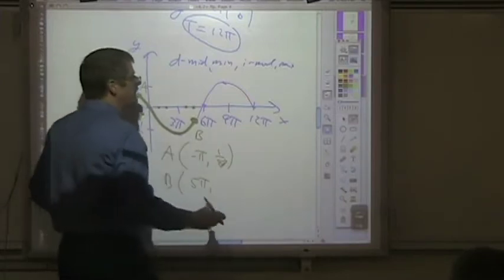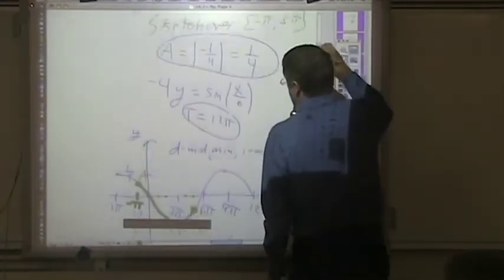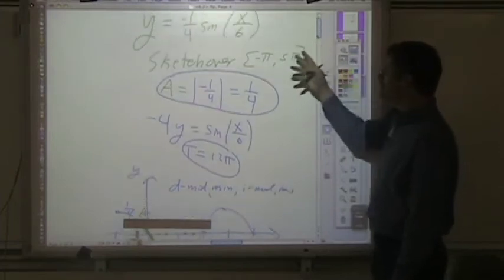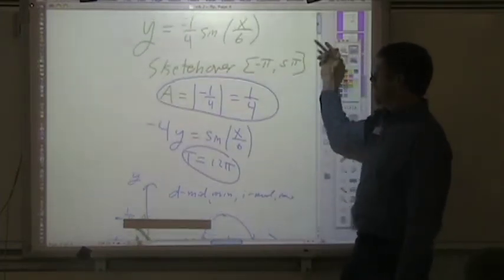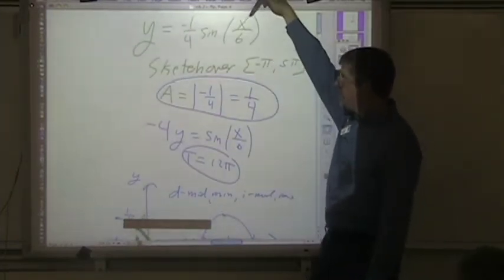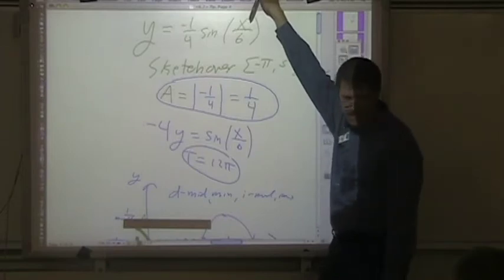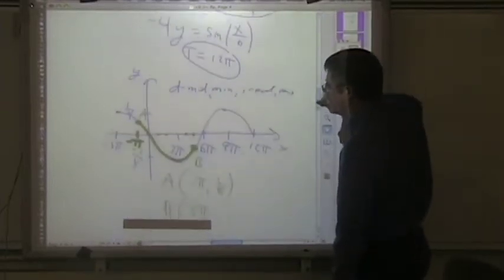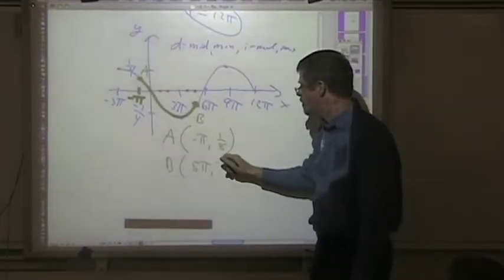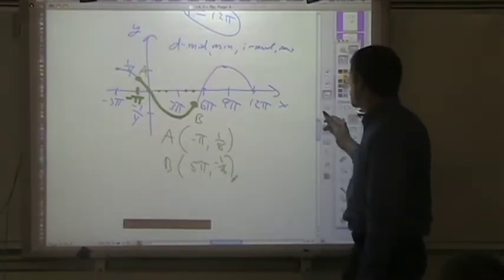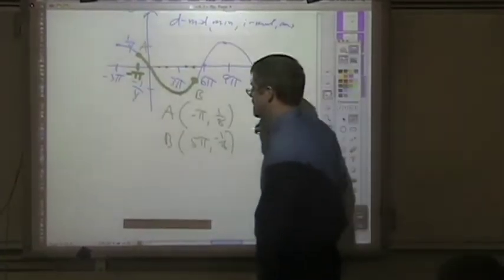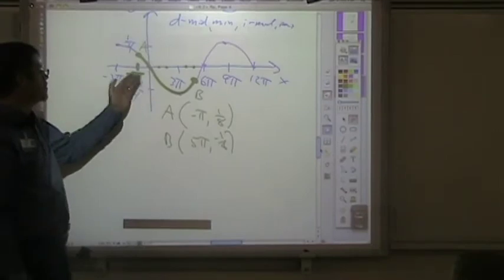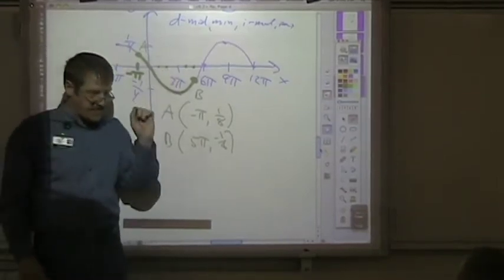How about point B? Well, to find out what the y coordinate of point B is, I'm going to plug 5 pi in for x here, and check it out: 5 pi over 6. What's the sine of 5 pi over 6? It's 1/2. 1/2 is correct, and so 1/2 times negative 1/4 is negative 1/8, and that does agree with our graph. We've now completed example number 2 in our lesson, which was to sketch the graph of this function from negative pi to 5 pi. Do you have any questions on that?